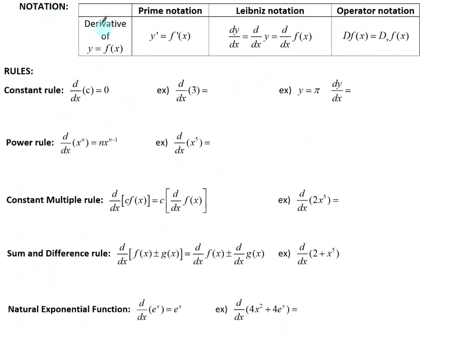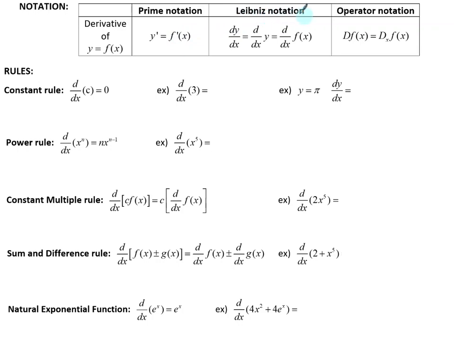The notation for the derivative of y equals f of x can look a bunch of different ways. We have prime notation, where we put the little prime symbol after the y, y prime, which, because y equals f of x, can also be written as f prime of x. Notice the prime symbol comes right after the f.